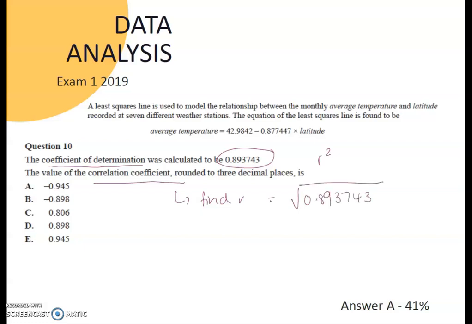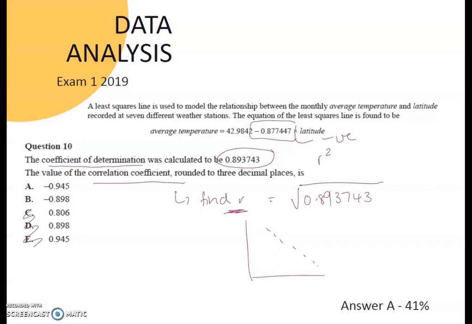And the second thing we're going to need to take into account is the direction or the slope of the graph. Here we can see we've got a negative gradient. So that means we've got a negative slope. Our data will be travelling down the page. So that is important because our R value will also be negative. So looking at the options, we can see it can't be C, D or E.